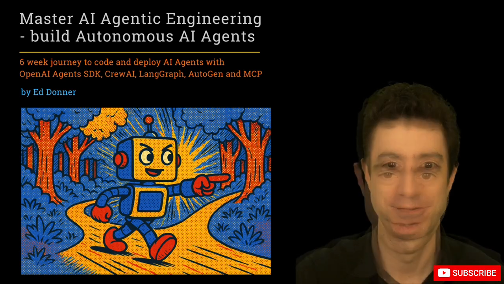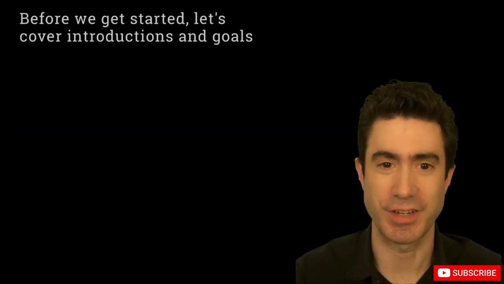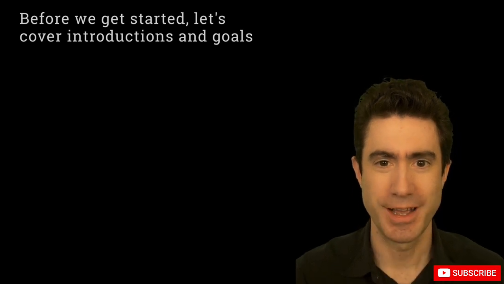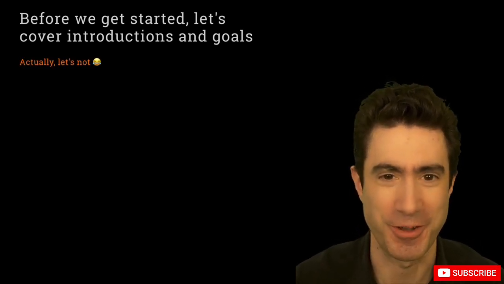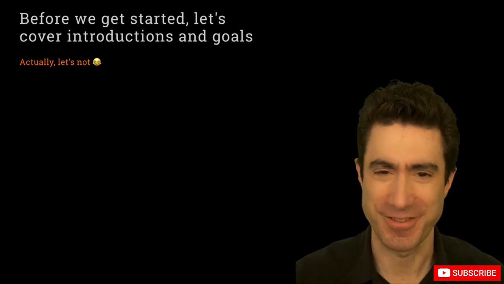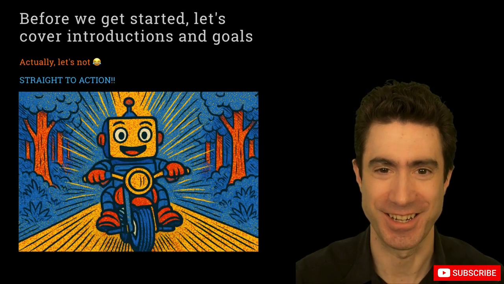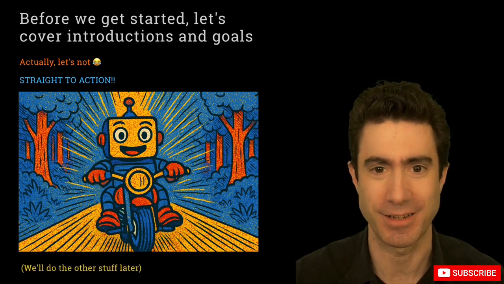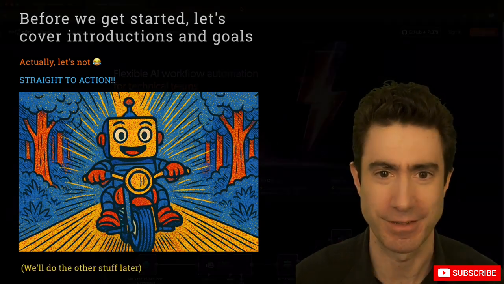Let's do this. Now, it's customary with these things to kick off with an introduction to myself and talk about the goals of the course, but people who've taken my courses before will know that I don't like doing that. Let's not do that. Let's get straight to action. Let's go and see some autonomous AI agents in practice, and we'll come back and do that other stuff later.